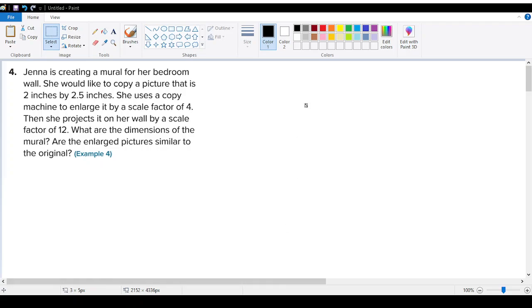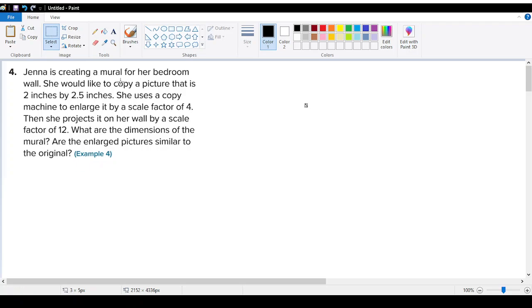Jenna is creating a mural for her bedroom wall. She would like to copy a picture that is 2 inches by 2.5 inches. She uses a copy machine and loads it by a scale factor of 4. Then she projects it on her wall by a scale factor of 12. What are the dimensions of the mural? Are the enlarged pictures similar to the original? Okay, now we have this question.